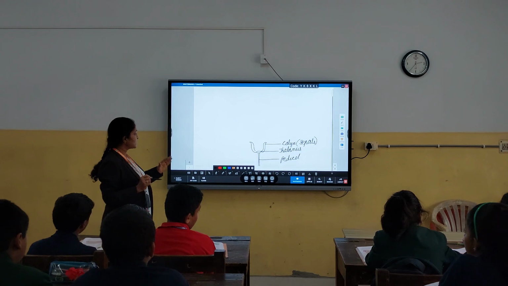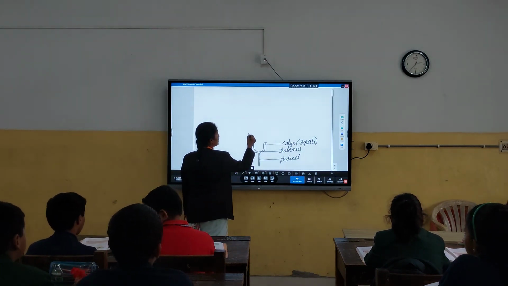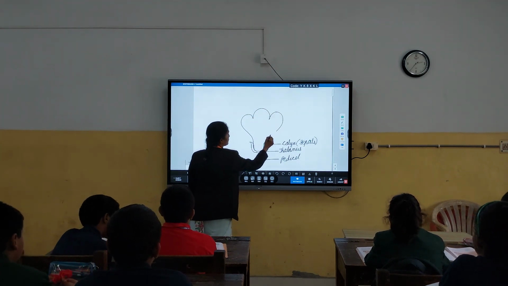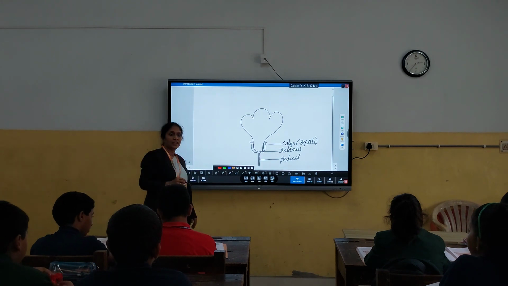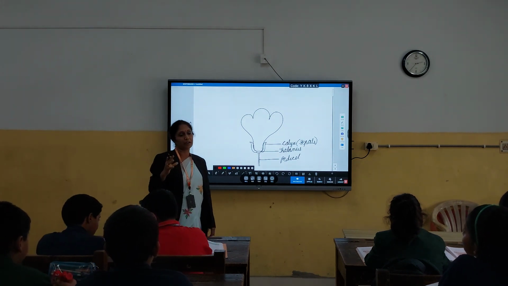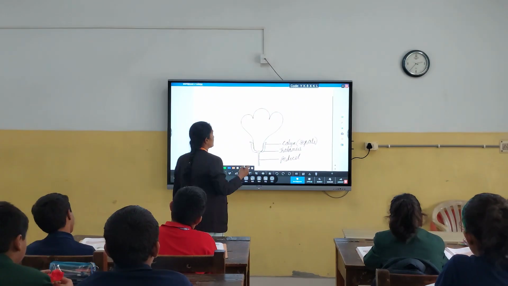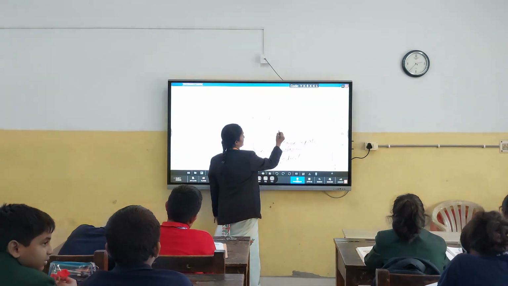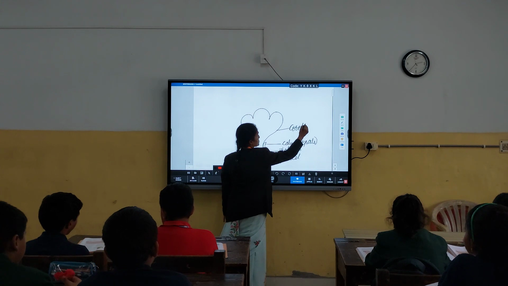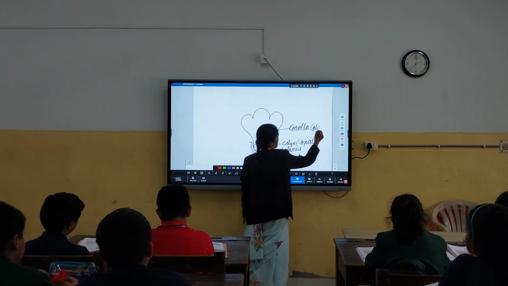Now the next whorl after the sepals is called the corolla, which is the most colorful part of the flower. It is made up of petals. Some flowers have 5 petals, some have only 2 petals, some have 6 petals. It varies from one flower to another. So this is the most colorful one, called the corolla, made up of petals.